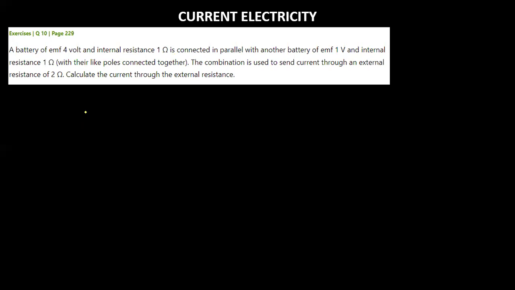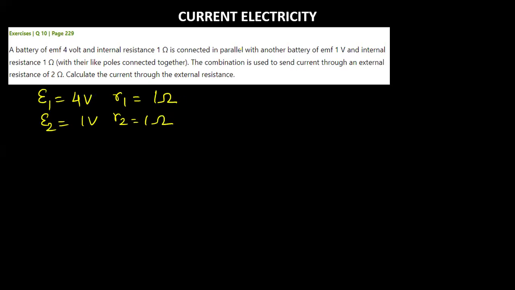So there are two EMFs. I'll write the first EMF as E1, that is of 4 volt. E2 is 1 volt. Internal resistance is denoted by small r. Small r is 1 ohm for the first battery, and for the second battery also it is 1 ohm.